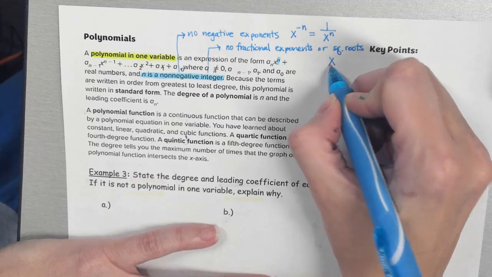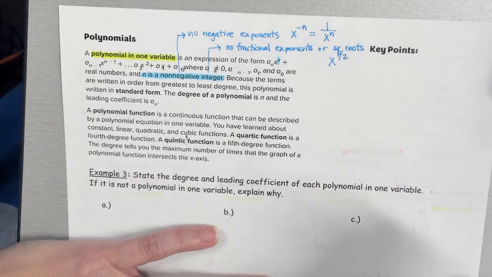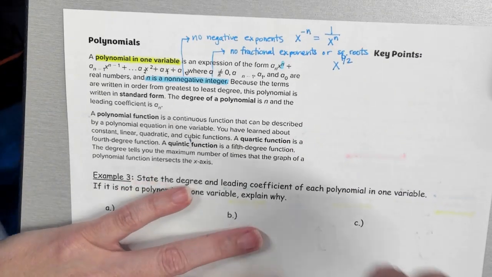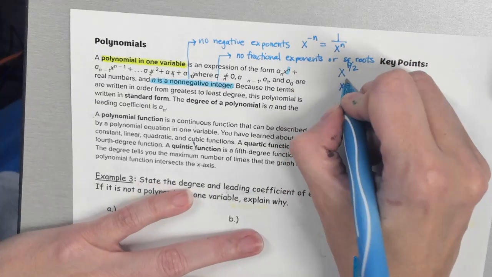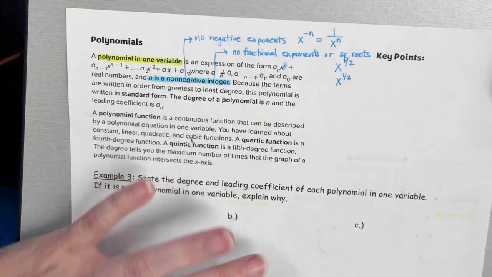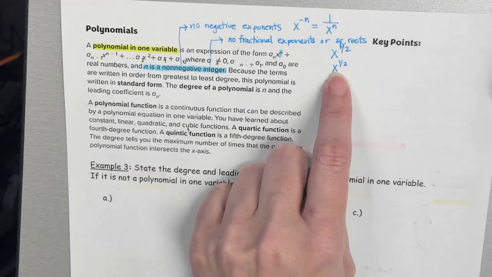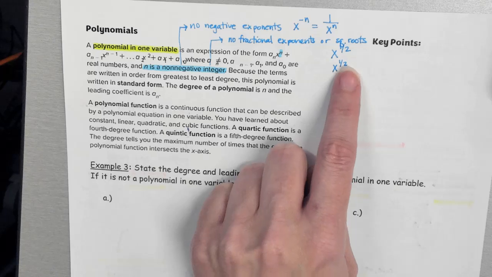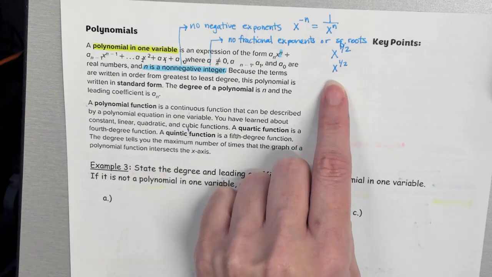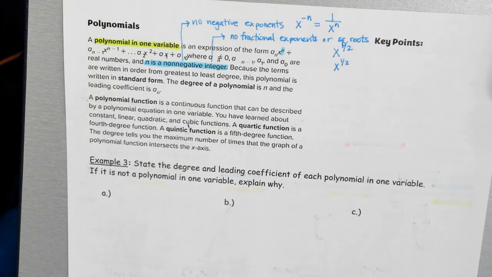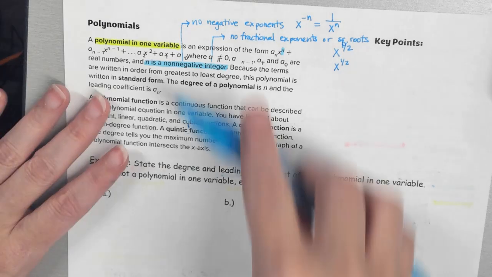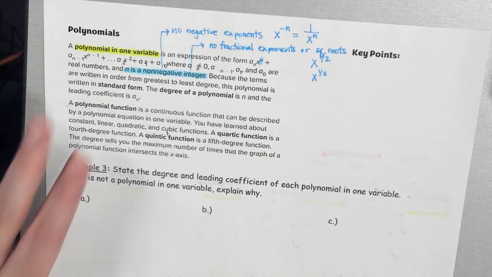So you can't have like x to the 1/2 power. Sorry, that went into my square root. You can't have x to the 1/2. And most of you probably don't know this, but x to the 1/2 does mean the square root. And that's something we'll talk about later in the semester.